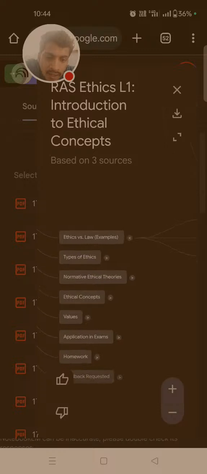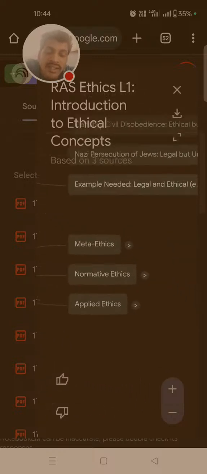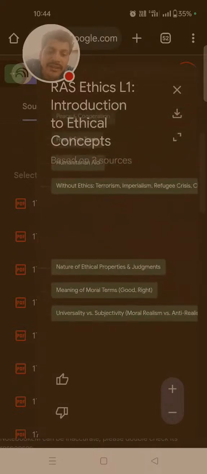Then comes the types of ethics. What are the types of ethics? There are three types. Meta ethics decides the nature of ethical properties, judgments, and the meaning of moral terms like good and right. And it focuses on universality versus subjectivity, moral realism versus anti-realism.